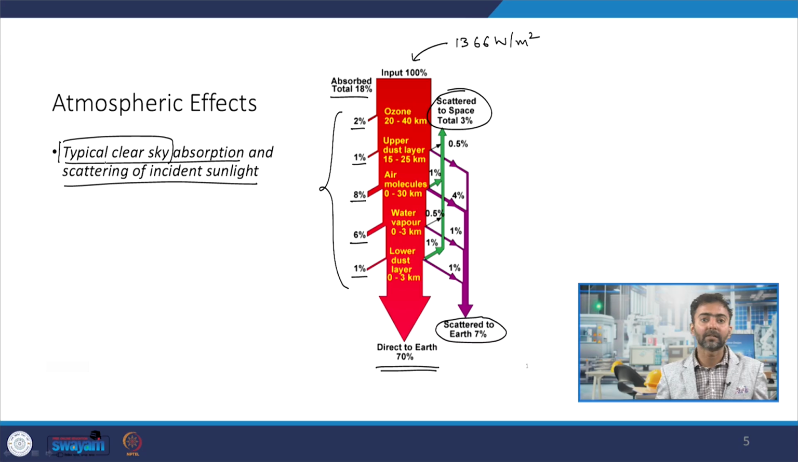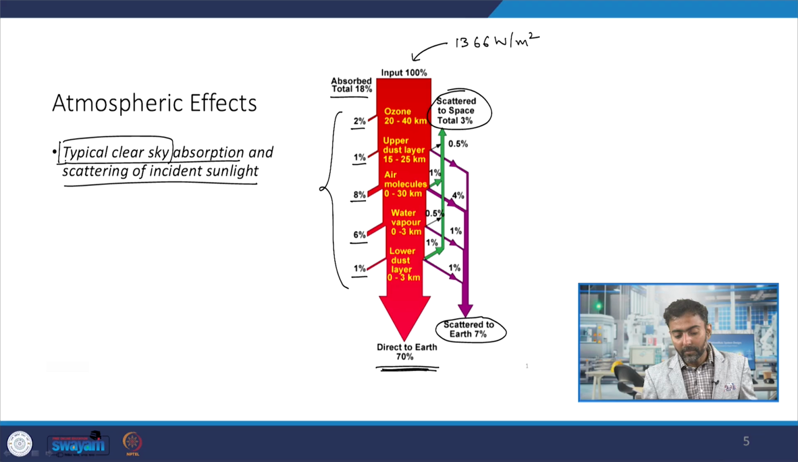What it means is that there is no cloud cover. If you have a completely clear sky and the radiation is traveling through the atmosphere, then this type of breakup would happen. Roughly 18% would be absorbed by the atmospheric layers, 7% would be scattered towards the Earth, and 3% scattered or reflected away from the Earth. And only 70% of the radiation would come as direct beam radiation towards Earth. So that is the situation under typical clear sky conditions.